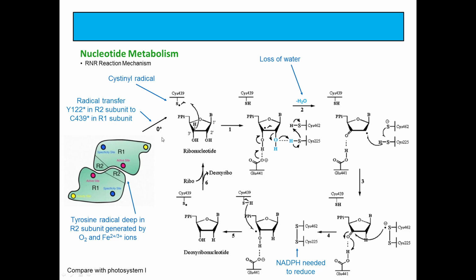It only occurs to prepare the system. We only have to do it once. Right? After that, we're good. But we must generate the radical, and we must transfer it to the cysteine. So the tyrosine's radical is made in the R2 subunit by oxygen and iron atoms. And then we transfer that radical onto cysteine 439 in the R1 subunit. Again, the number is in reference to E. coli, but it's just a cysteine. It's what you need to know.